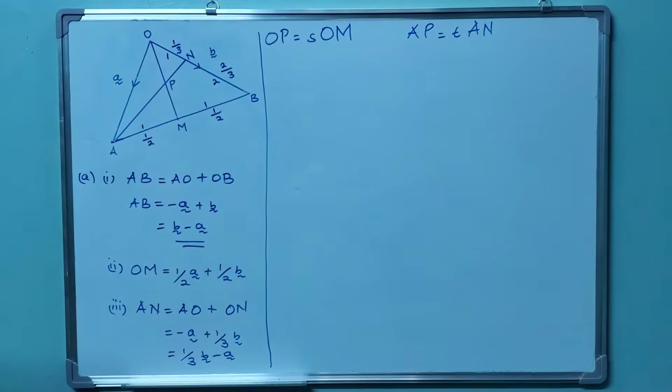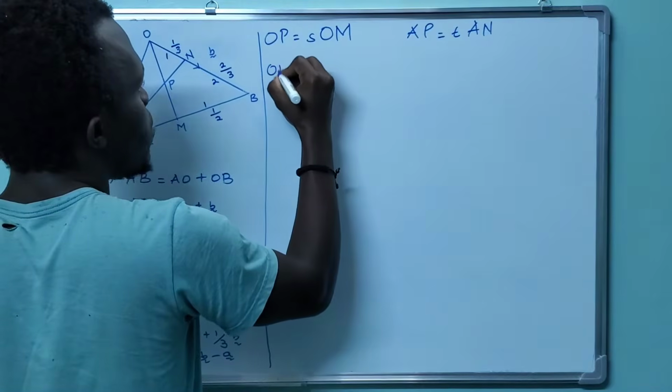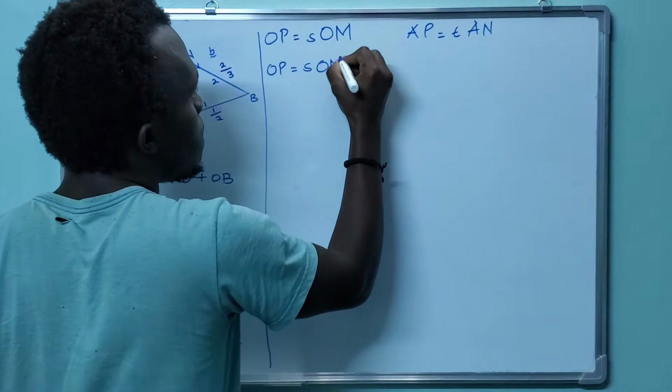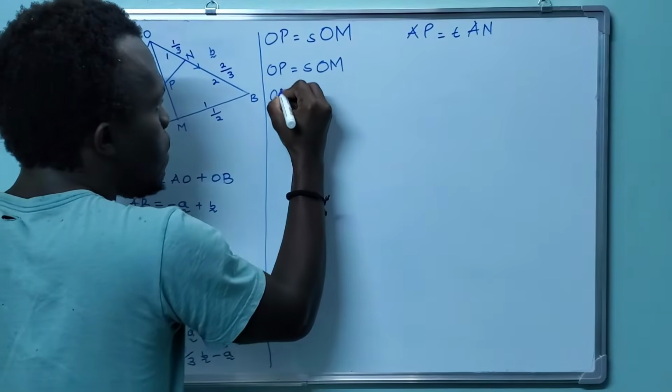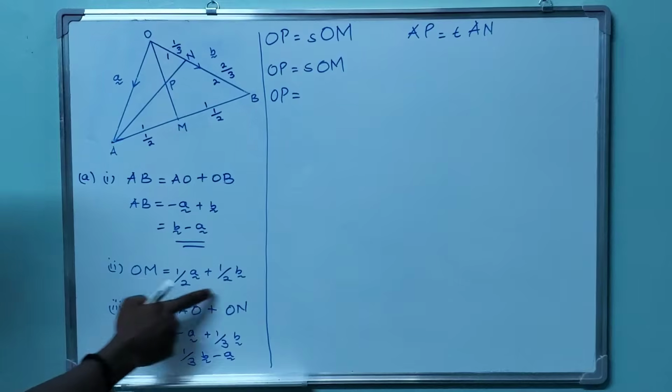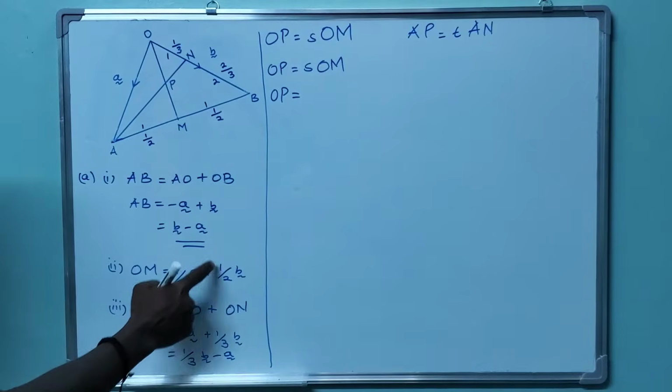Then you're being told to express OP in 2 different ways and find the value of S and T. Now, we are being told to express OP in 2 different ways. So the first OP, for me to get OP, it is going to be S OM, which means OP is going to be what? What is my OM? My OM, here it is. My OM is a half vector A, a half vector B.